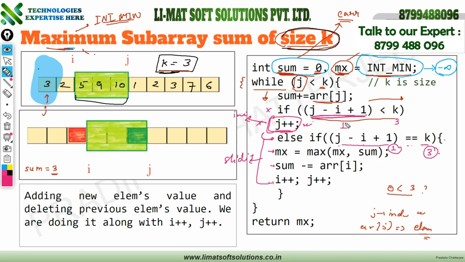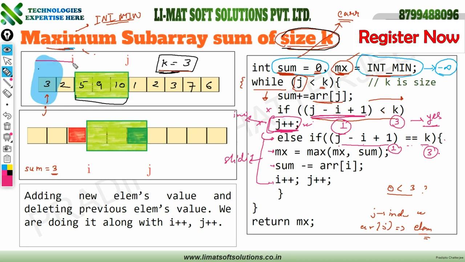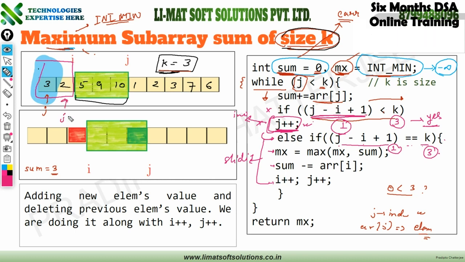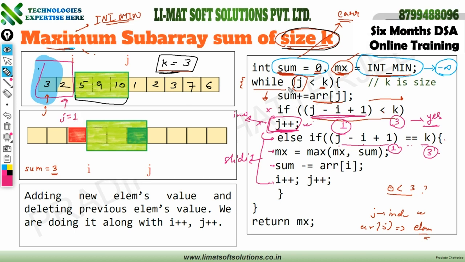Now can you tell me whether 1 is less than 3? The actual answer is yes. For now, 1 is the current size and 3 is the desired size, and this condition is true. So I will simply go ahead and do j plus plus. I will not go inside this elif because the if is true. So I will increment this window size. Now j is right here. j is equal to 1.